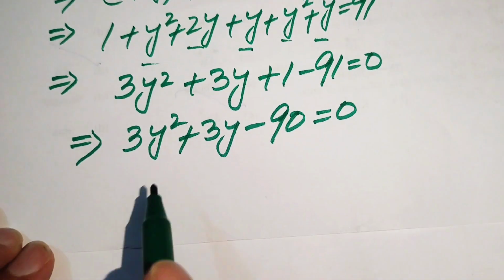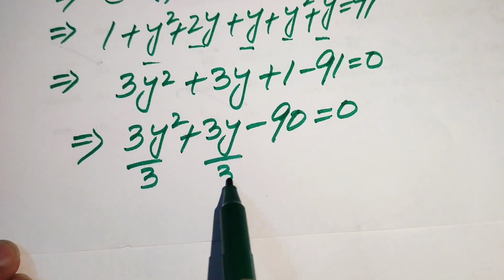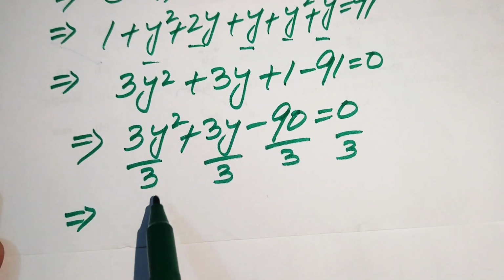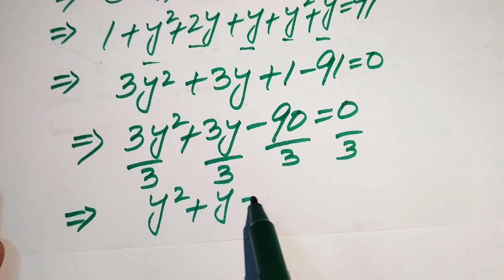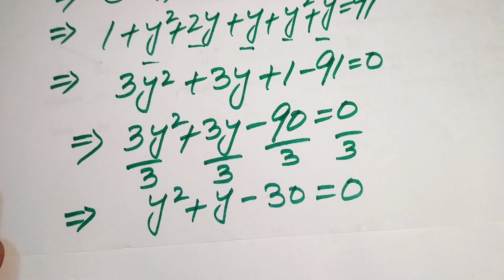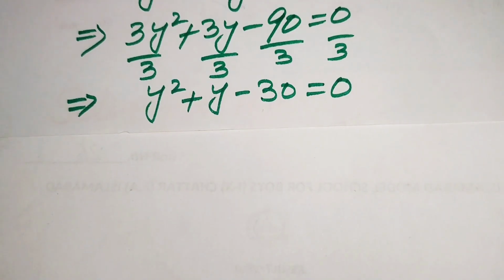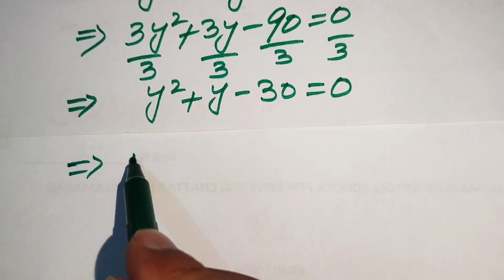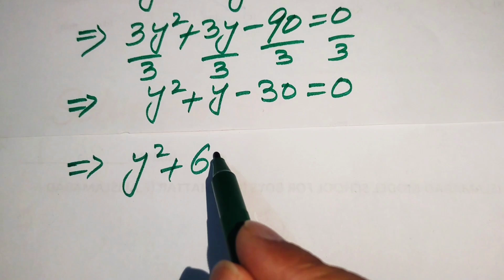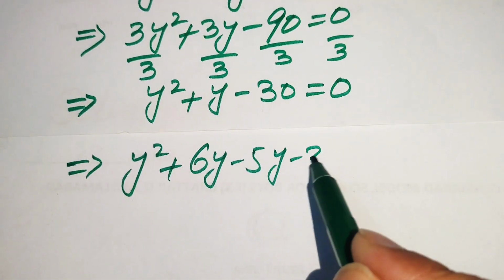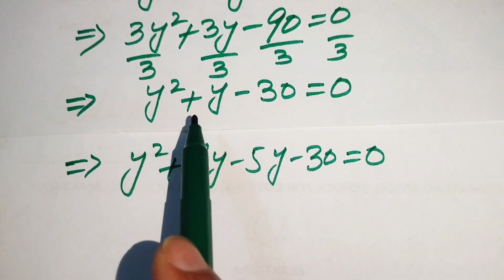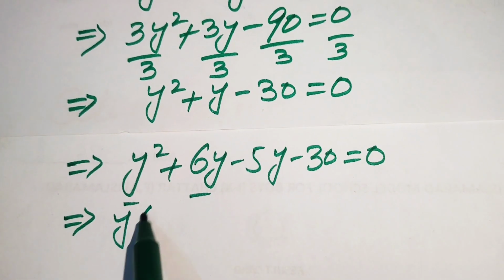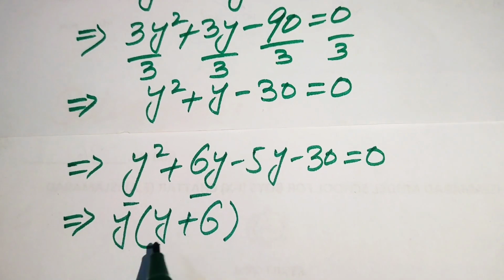Here we divide both sides by 3 because 3 is the common term, and after dividing by 3 we get y squared plus y minus 30 equals 0. Now you see this equation becomes quadratic in the variable y. We easily factor this equation: y squared plus 6y minus 5y minus 30 equals 0. Here we break the middle term and write it in this form, and now we take y common from the first two terms and the remaining factor is y plus 6.